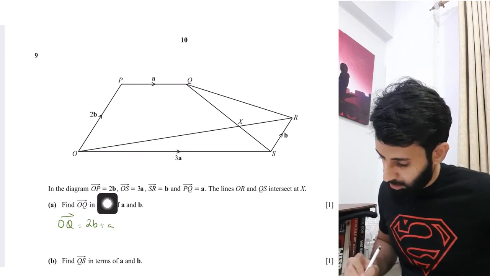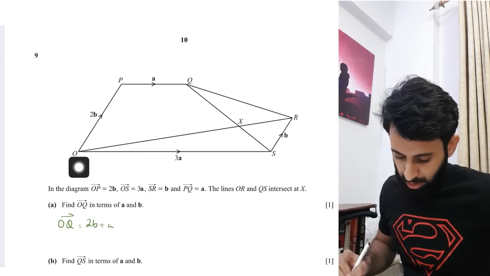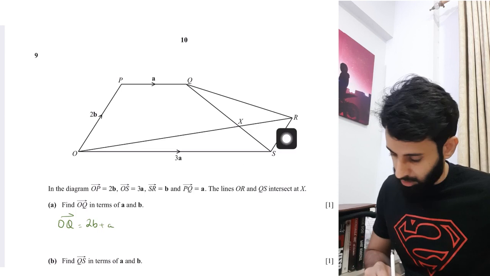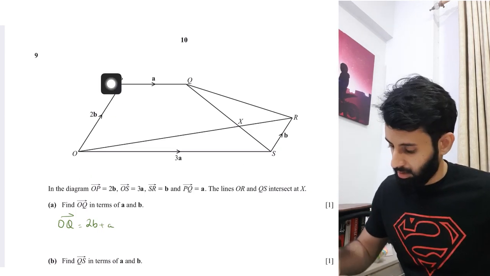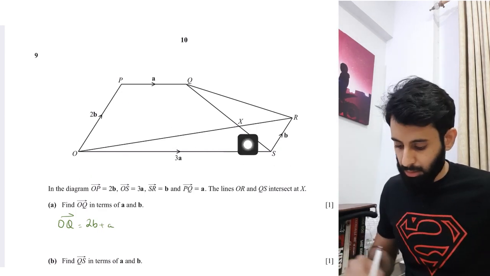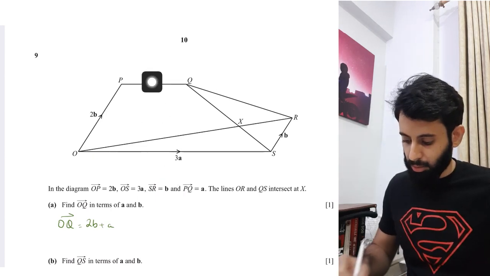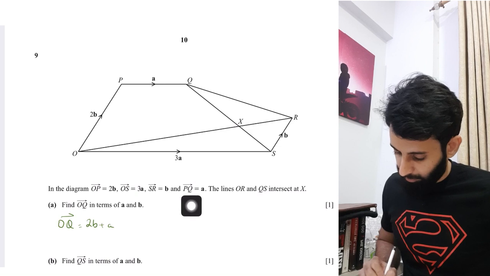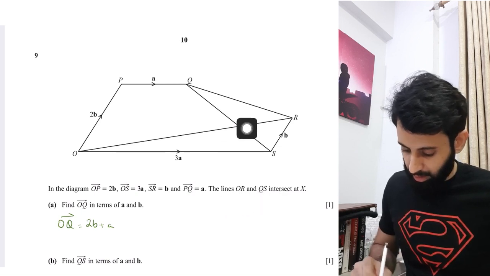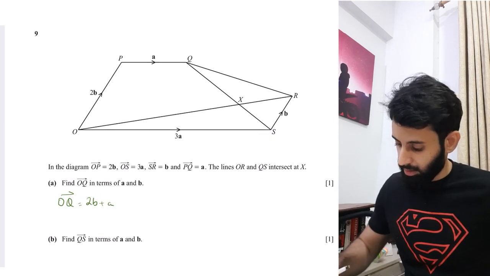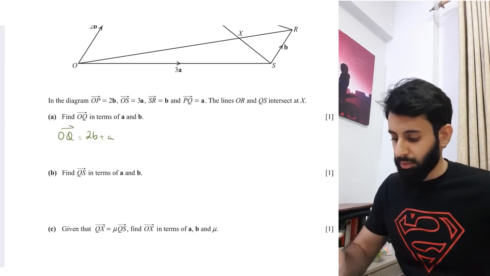So it says in the diagram, OB is equal to 2P, all right. OS is equal to 3A, okay. SR is equal to P, okay. This, by the way, also tells me that OP and SR are parallel because they both are in terms of B, and for the same reason, OS and PQ are also parallel because they both are in terms of A. And then the lines OR and QS intersect at X. We can see that. Okay, now let's do part A, which we've already done.